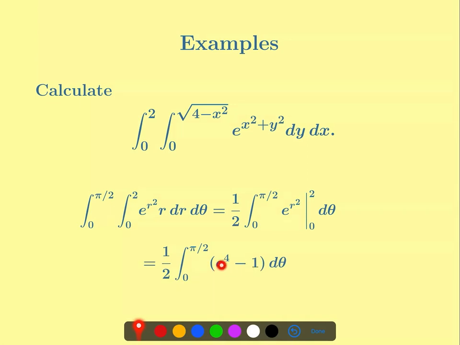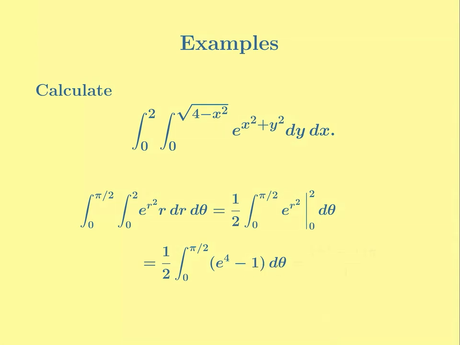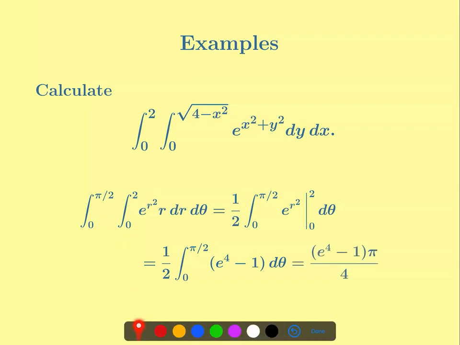And now we want to integrate with respect to theta. This is a constant, whatever e to the 4th minus 1 is. We can take that out. Integrating with respect to theta, we just get theta evaluated from 0 to pi halves. So when theta goes from 0 to pi halves, that just gives us another pi halves. We have the 1/2 times e to the 4th minus 1 times pi halves. That's giving me a 4 in the denominator and a pi in the numerator.